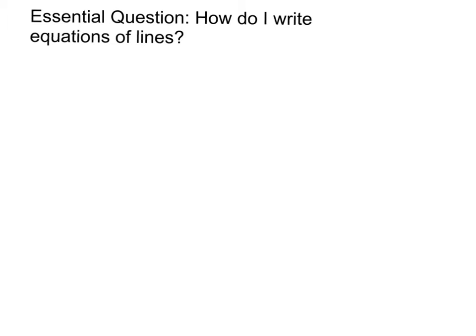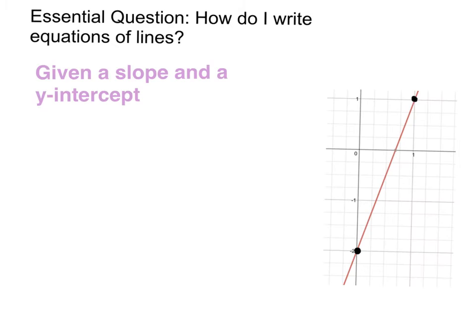Well, hello. Today we're going to look at how we write equations of lines. The first way that we're going to look at is if we're given a slope and a y-intercept. So if I'm given m, the slope, and b, the y-intercept, let's look at this graph and see if we can find m and b.